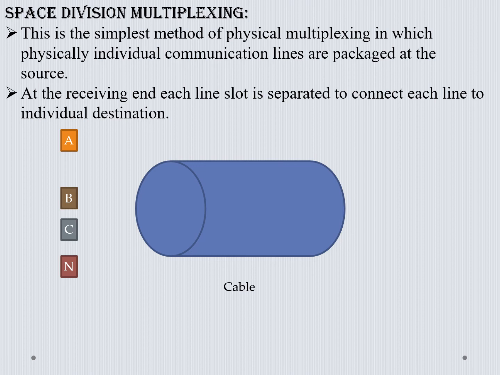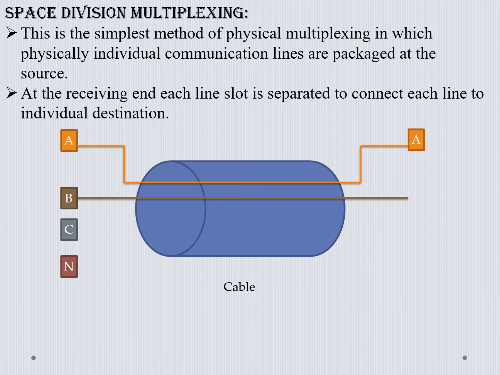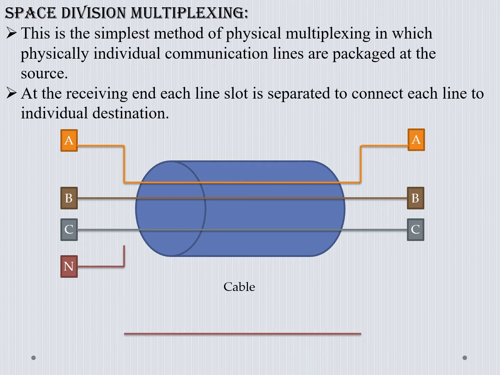This is my transmitting end, and the other end is the receiving end. Again I will have A, B, C till n. So you can see how the transmission is going to take place. From A, there will be an individual cable connected to A at the receiver end. From B, there will be an individual cable connected to B at the receiving end. Similarly for C and so on till N.